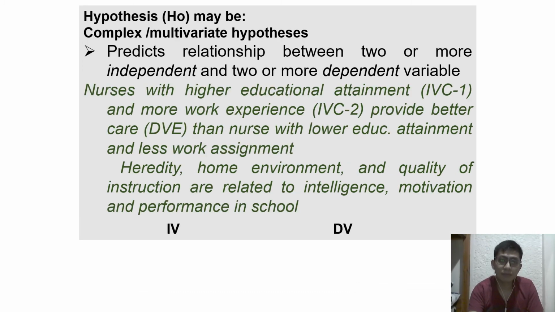So complex or multivariate. It predicts a relationship between two or more independent or two or more dependent variables, such as nurses with higher educational attainment, that's independent variable 1, and more work experience, independent variable 2, provide better care than nurses with lower educational attainment and less work experience. So we have a lot of independent variables and dependent variables.